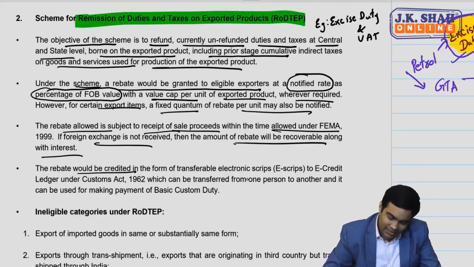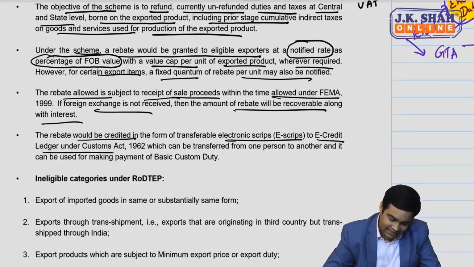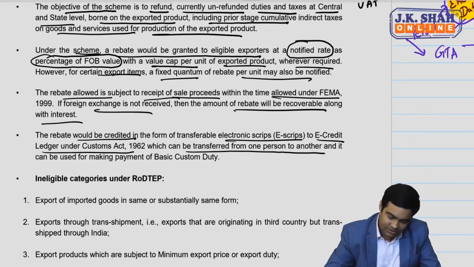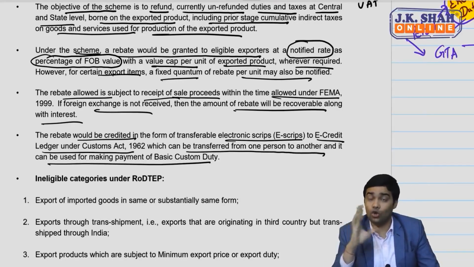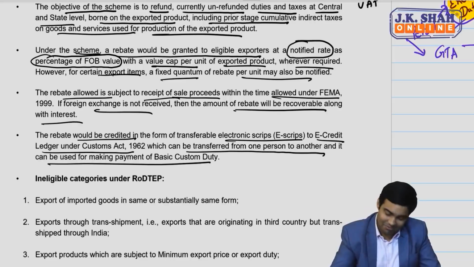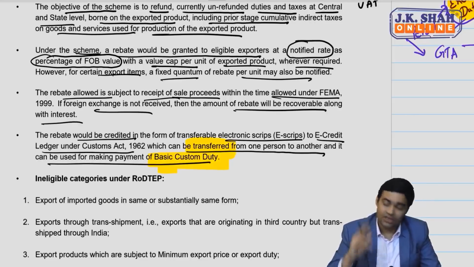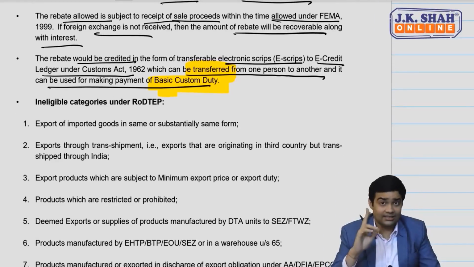The rebate would be credited in the form of electronic scripts to e-credit ledger under Customs Act, which can be transferred from one person to another, and it can also be used to pay basic custom duty. Remember, not IGST, only basic custom duty. Don't forget this, and don't forget transferable. They are two important things. This can be asked as a theory question as well.